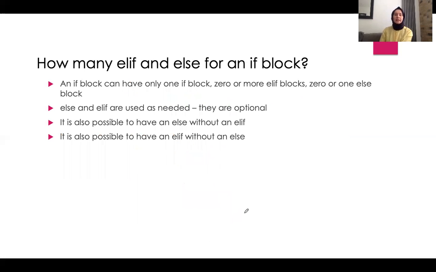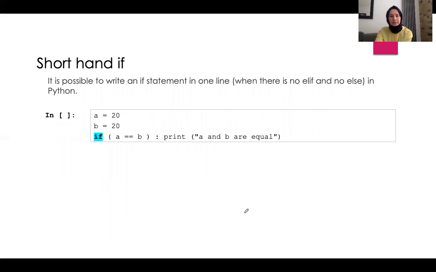And how many elif and else for an if block? An if block can have only one if block, 0 or more elif blocks, 0 or 1 else block. So basically you can use if block by itself. And else and elif are used as needed, and they are optional. So you can have the if without else and elif. It is possible to have an else without an elif, and also it is possible to have an elif without an else.